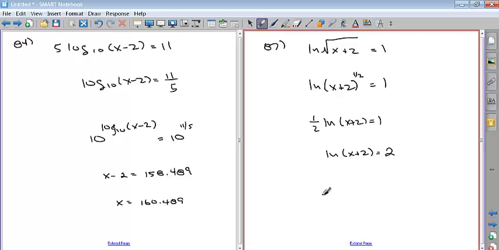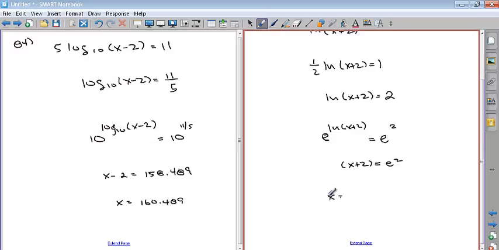Then you would do the e, because it's the natural log, the base is e. So e to the natural log of x plus 2 equals e to the second power. E to the natural log of x plus 2 is just x plus 2. So x is equal to e squared minus 2. Subtract 2 from both sides. And that is, so you take e squared minus 2 is 5.3891.